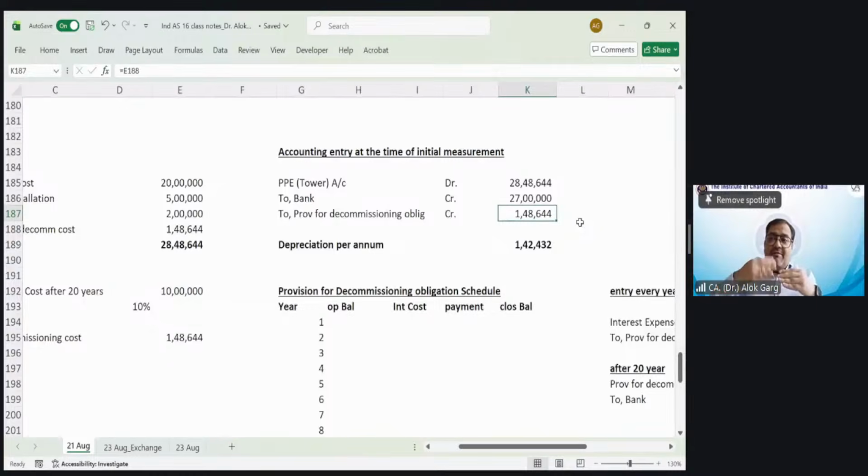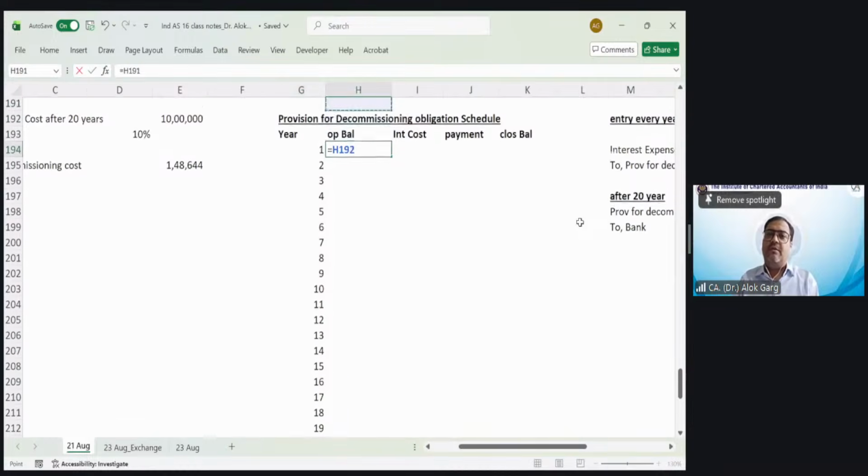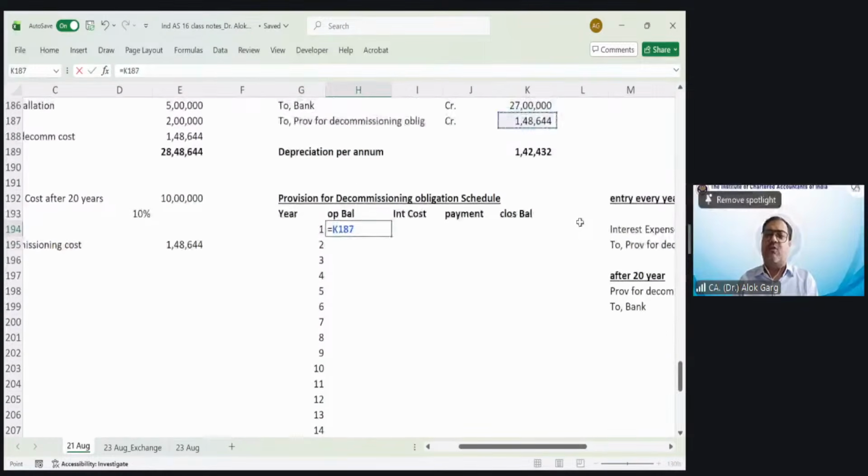Friends, this 148,644 will become 10 lakh at the end of 20 years and 10 lakh rupees will be paid. For example, let me prepare a provision for decommissioning obligation schedule for 20 years. Can I show you this schedule? Right. So this is my opening balance. What is my interest cost? I have to charge interest on this liability every year.